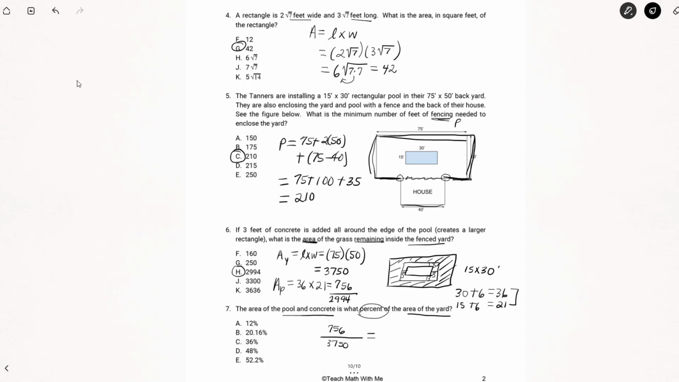We look at our answer choices and they are in percent form. So when we plug this into our calculator, we do get a decimal, 0.2016, but we want that in percent form. So we move the decimal 2 places to the right and we get 20.16%, which is answer choice B.